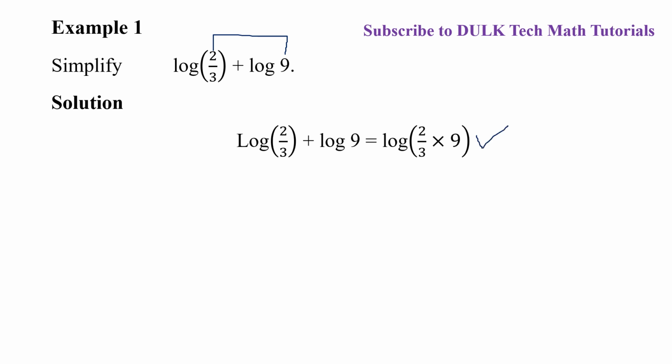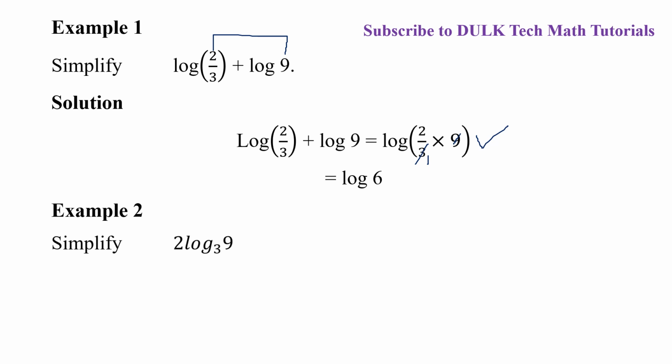Then if we simplify this, 3 into 3 is 1, 3 into 9 is 3, then 3 by 2 is 6. So this simplifies to log 6, like this, right? Let's move on to our second example.